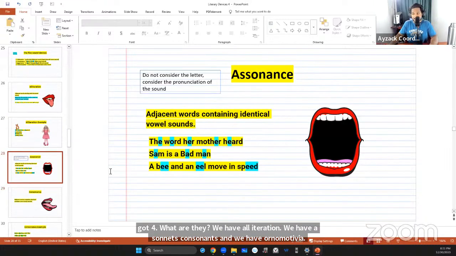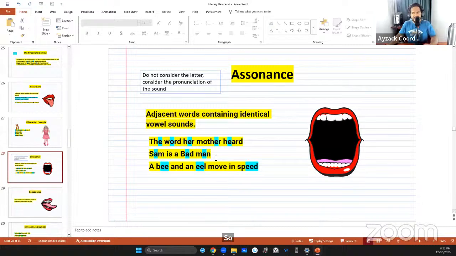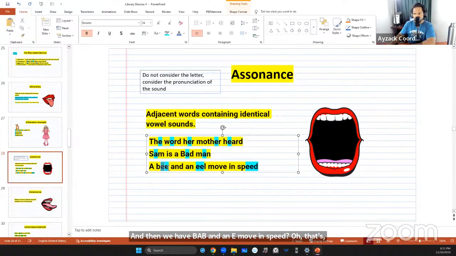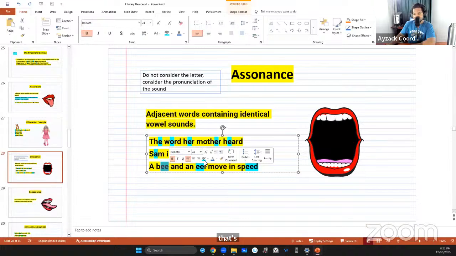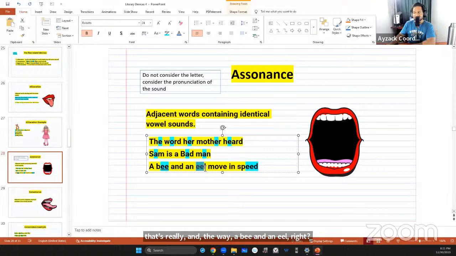So here are the examples. For assonance, right? Her mother heard. Sam is a bad man, right? And then we have: a bee and an eel move in speed. Oh, that's brilliant, by the way. A bee and an eel, right? A bee and an eel move in speed.